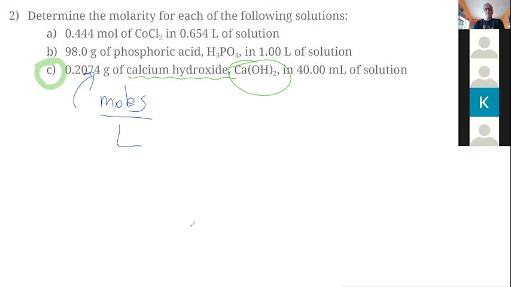To find the molar mass first. Right, the molar mass of what? The calcium hydroxide. So how do we do that? Well, there's 2 ways. You look it up. Since we're not taking a test right now, we can just Google molar mass of calcium hydroxide. But if we were taking a test, how would we work it out?